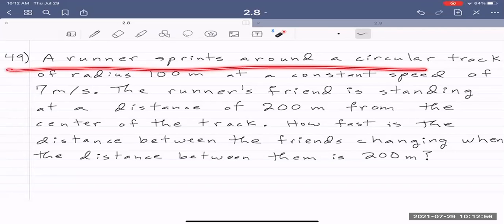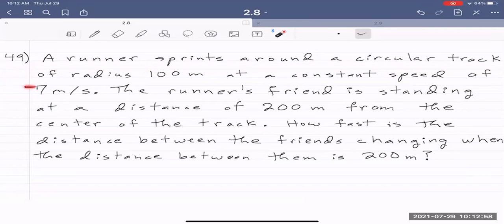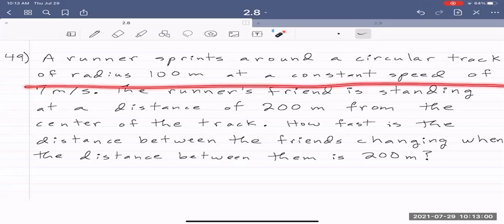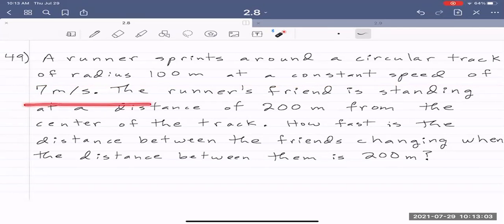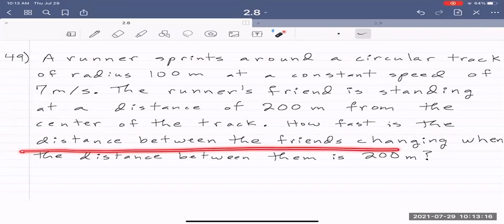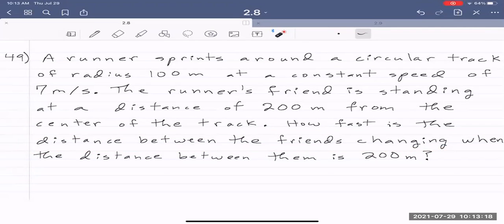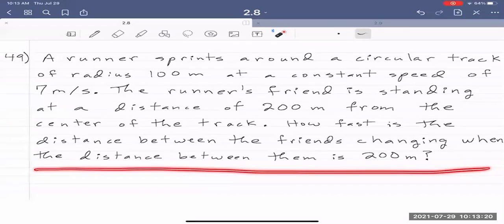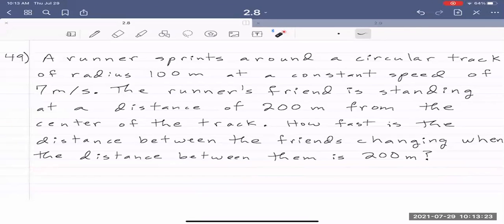A runner sprints around a circular track of radius 100 meters at a constant speed of 7 meters per second. The runner's friend is standing at a distance of 200 meters from the center of the track. How fast is the distance between the friends changing when the distance between them is 200 meters? Okay, so you want to figure out how fast this distance is changing between the friends.